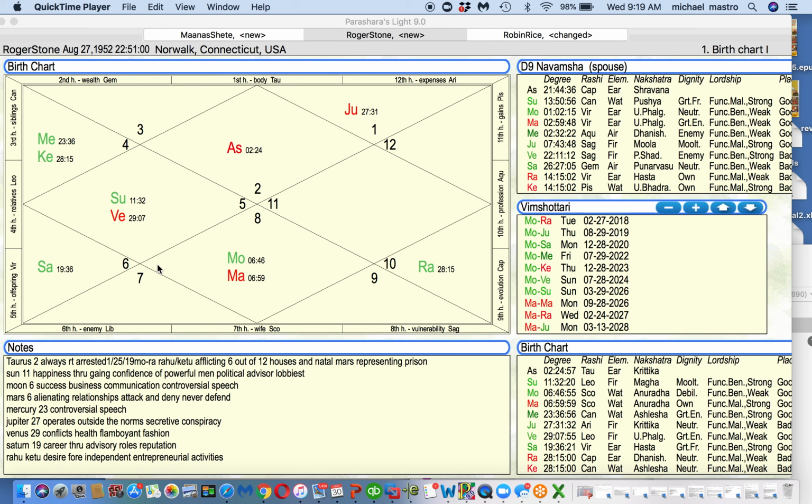So we're going to look and see how the planets are operating, and then we'll see when they're operating. And then we'll look at any remedies that could be helpful for Roger Stone. So this is a rectified time. We don't know his exact time of birth, at 22 hour and 51 minutes. But let's see how this all works out.